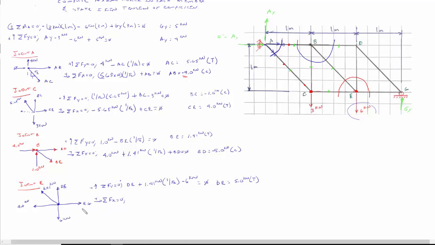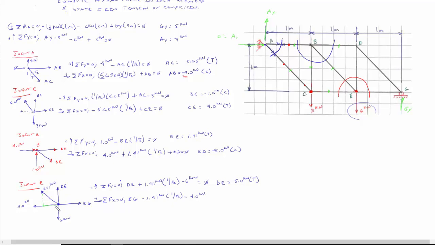So if I sum my forces in the X, I have EG, which is going to be positive, minus 1.41 kilonewtons times 1 over square root of 2. That's this one here, and you can see that the component for this one is going in the negative direction, times 1 over square root of 2. And then I have this 4 kilonewton is also going in the negative direction.